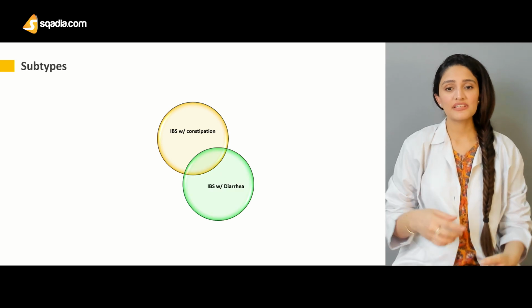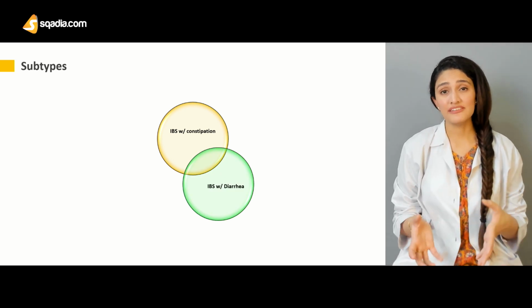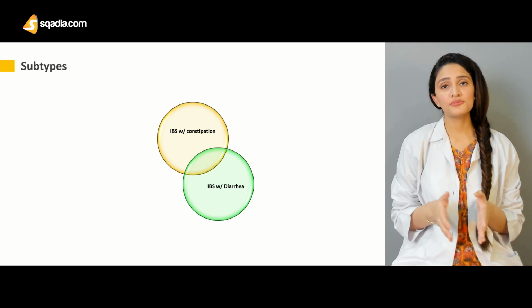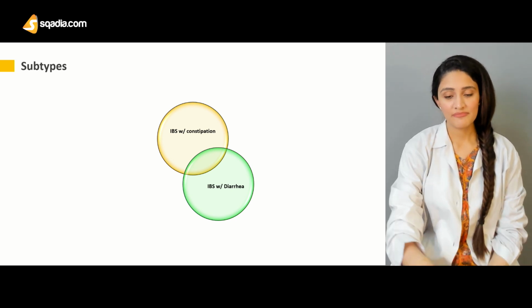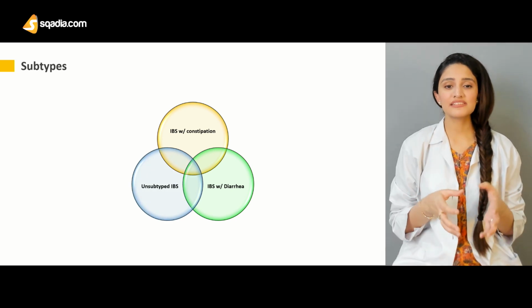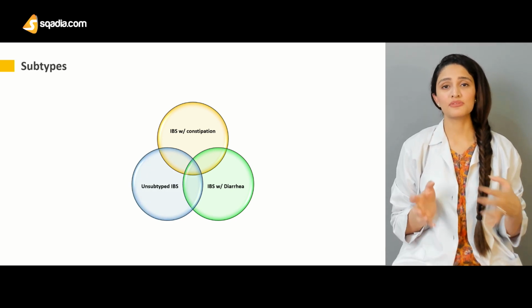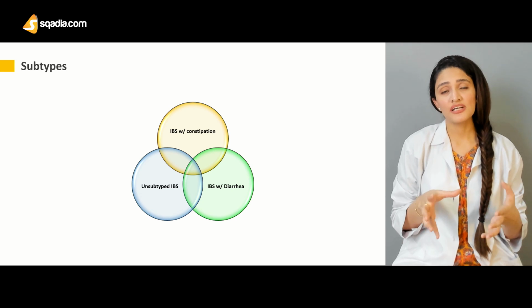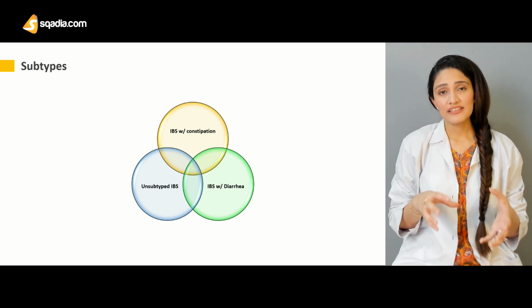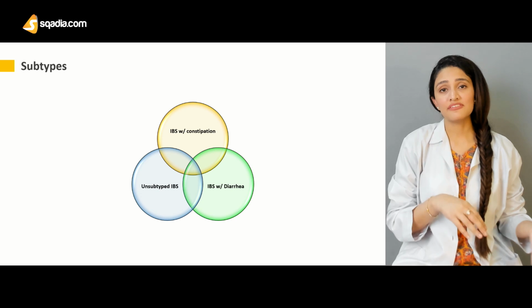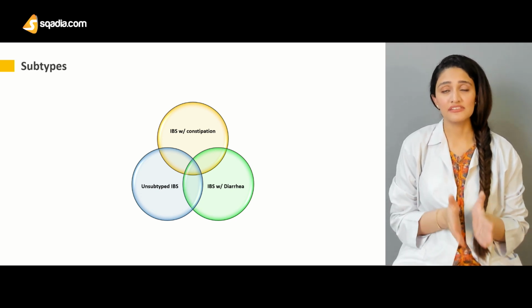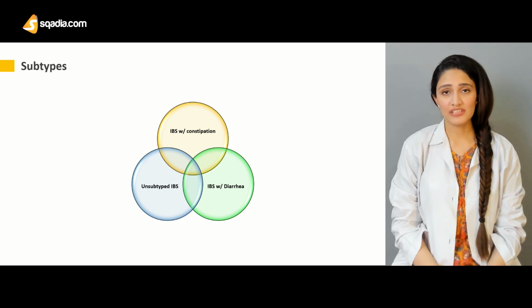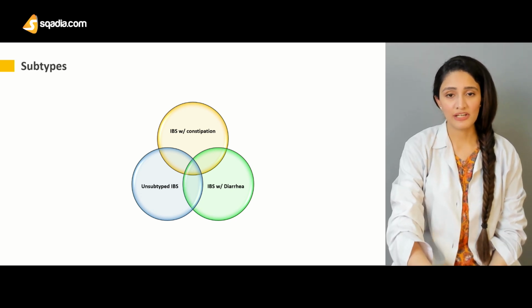The second type is irritable bowel syndrome with diarrhea. So there are some other patients who have diarrhea instead of constipation. And the third type is unsubtyped irritable bowel syndrome, where they have a mixed form. The stool form could be a mixed type, or they could be having both constipation and diarrhea. So it's kind of in the middle. So these are the three different types of irritable bowel syndrome.